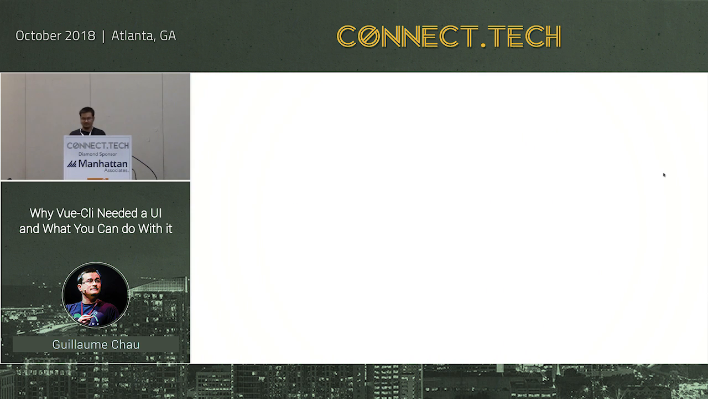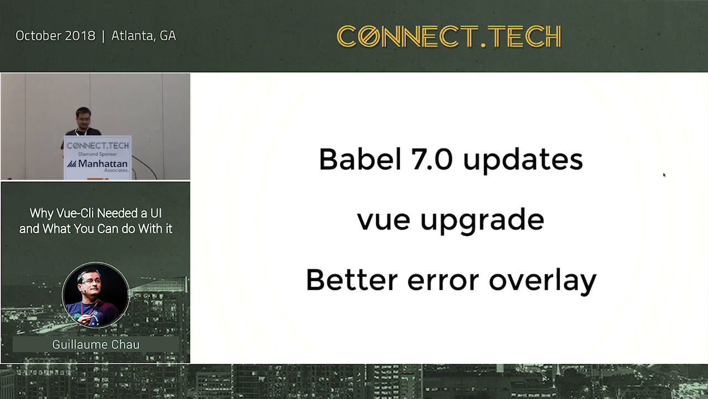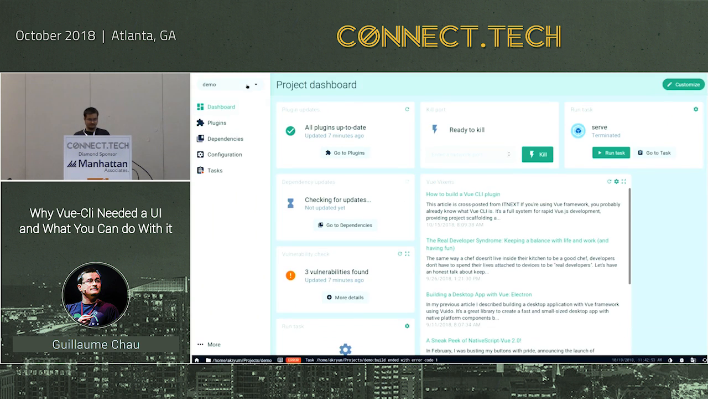A little note about what's coming out for Vue CLI 3. First, we will very soon update to Babel 7 final. Also add the Vue upgrade command, so it's easier for you to upgrade plugins in the project. Also do a custom error overlay for Webpack, so you can click on the error's file path, and then it will open it in your editor, like this, for example.